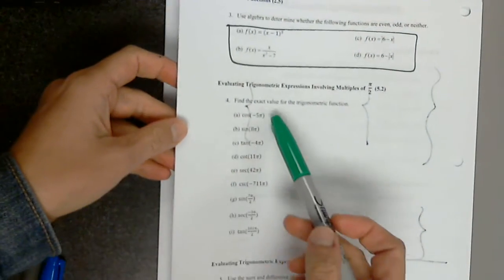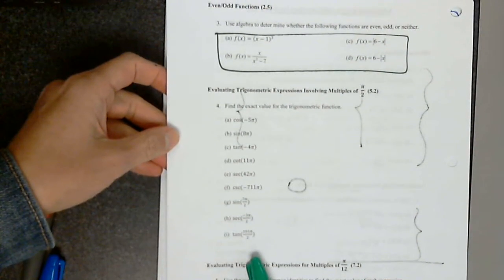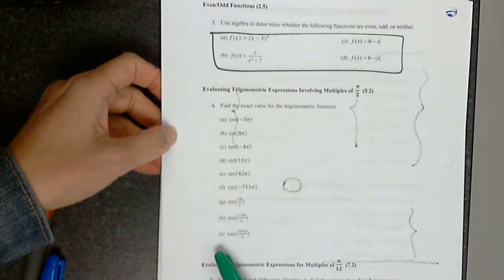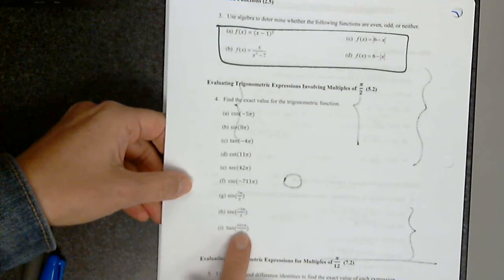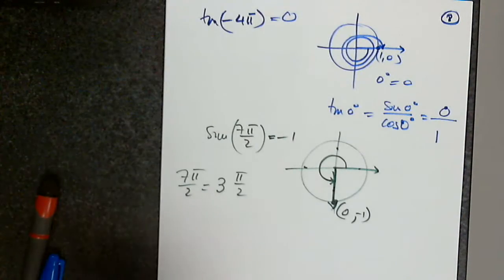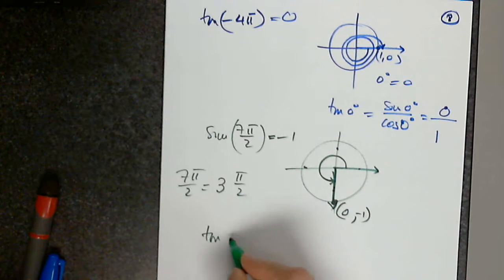Okay, so this is your first assignment for Monday. Do we need anything else from here? Last one, very good. The 101 pi over 2? Yeah. Okay, very good. So we have tangent.